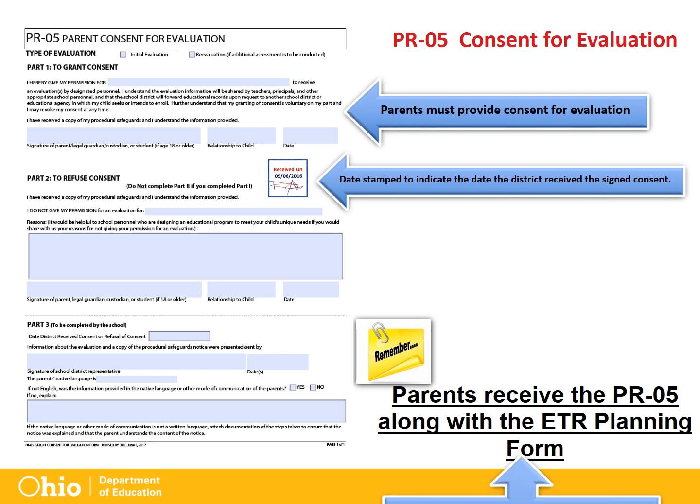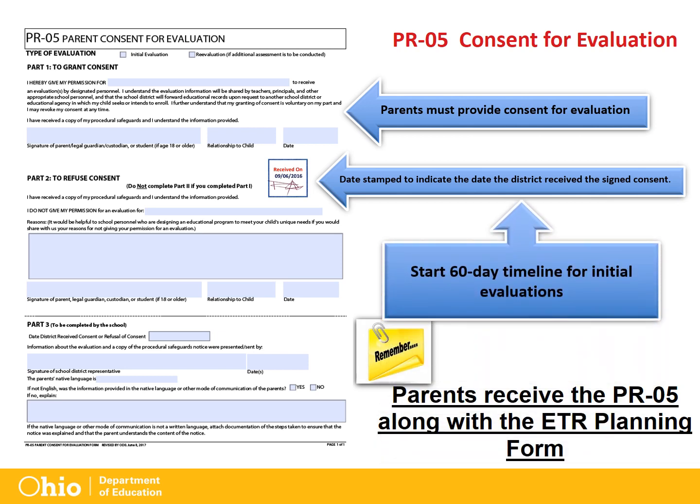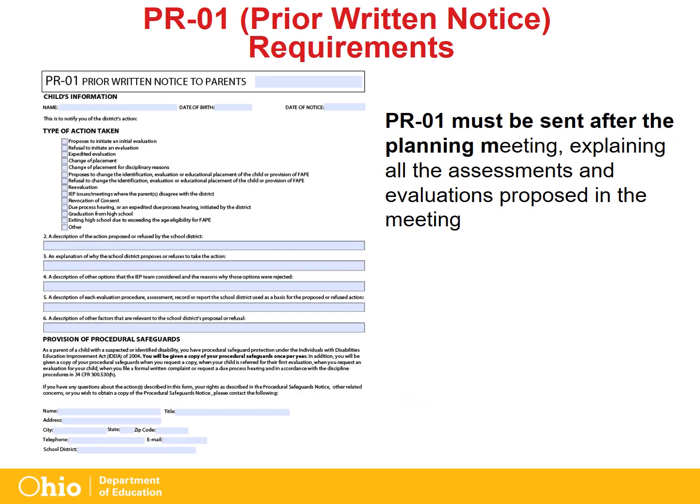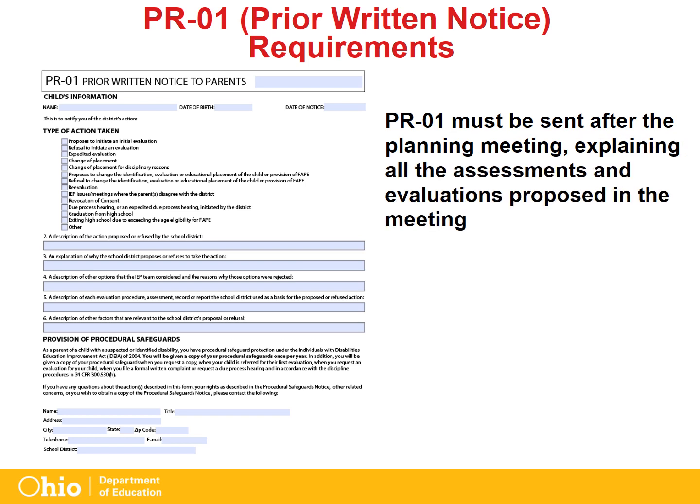The 60-day timeline to complete an initial evaluation starts on the date the district receives parental consent. If the district does not date stamp the PR-05, the date the parent signed is the start date for the 60-day timeline. The prior written notice, PR-01, must be sent to the parent after the planning meeting, explaining all the assessments and evaluations proposed in the meeting.